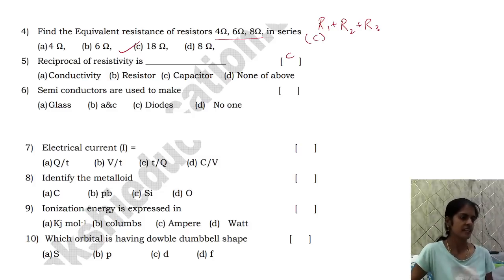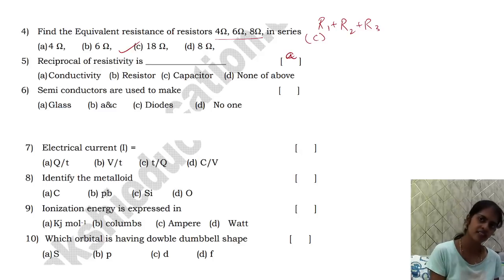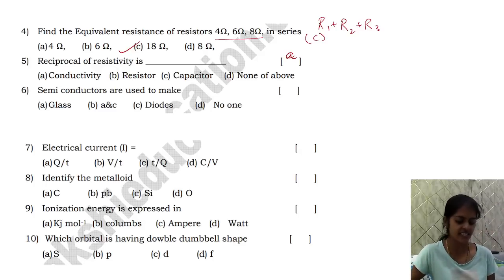This is C. Reciprocal of resistivity. The reciprocal of resistivity is conductivity. Resistivity is the reverse of conductivity. If resistance is less, what happens? If resistance is less, the particular conductor will conduct electricity more. So conductivity will be more. So they are reverse of each other.